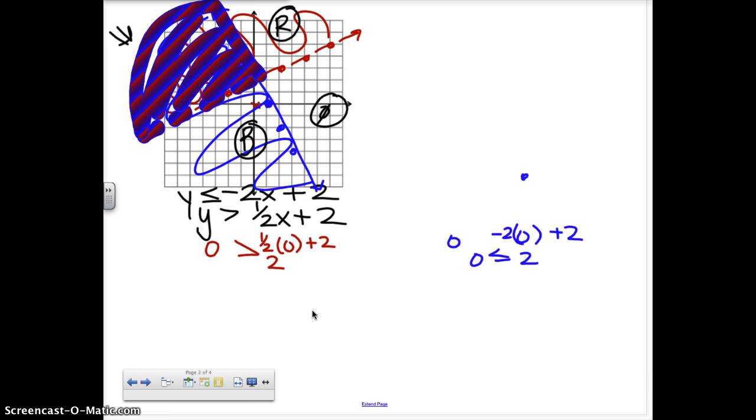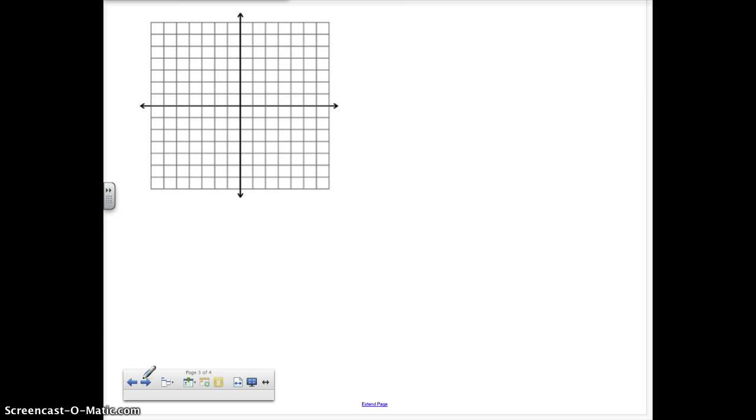Okay? So that's the process that you're going to go through. You're going to graph both. Let's look at one more example. Okay, here are my two equations. x minus 3y is less than 6. 2x plus y is greater than 3. Okay?